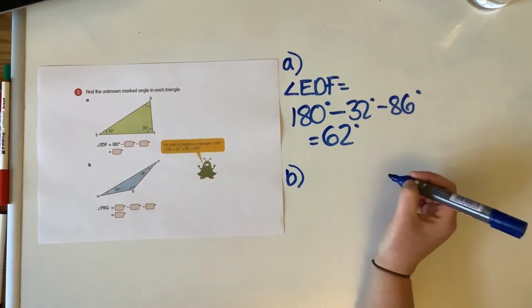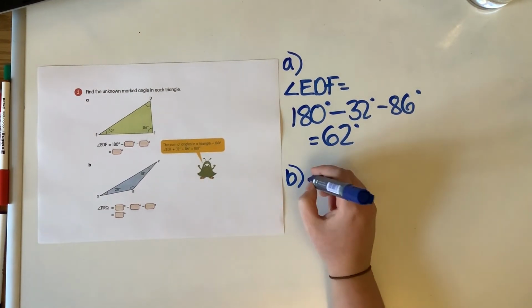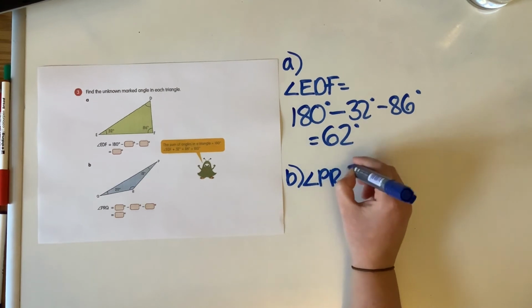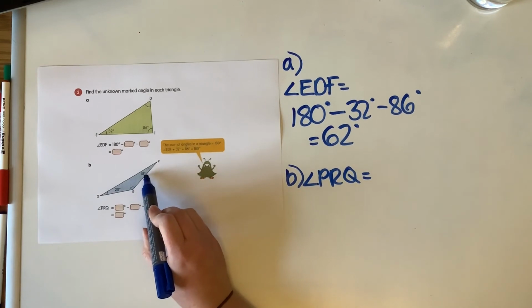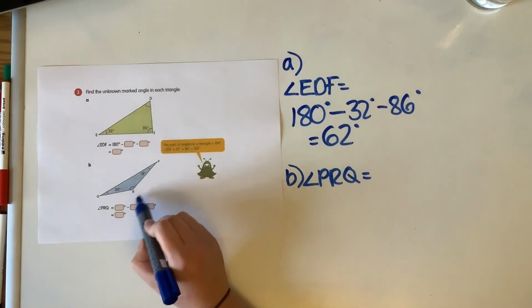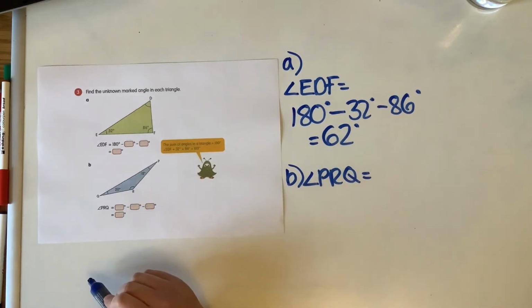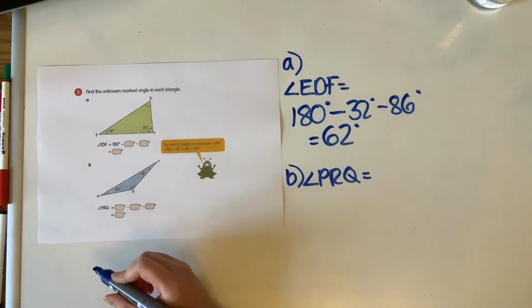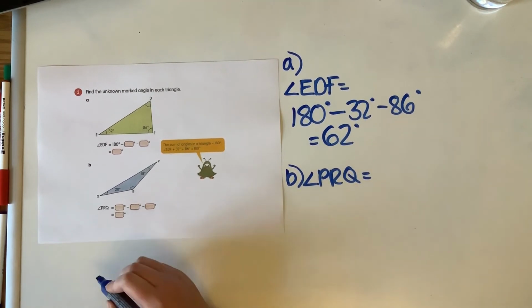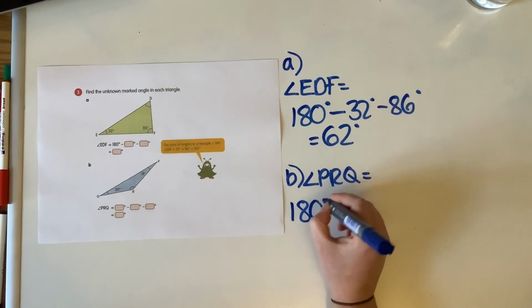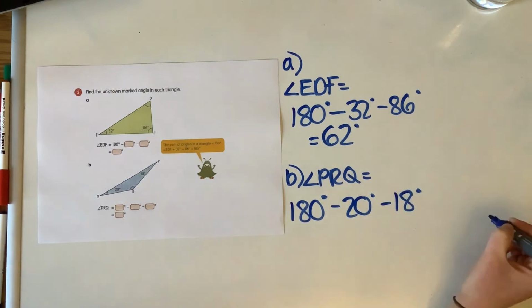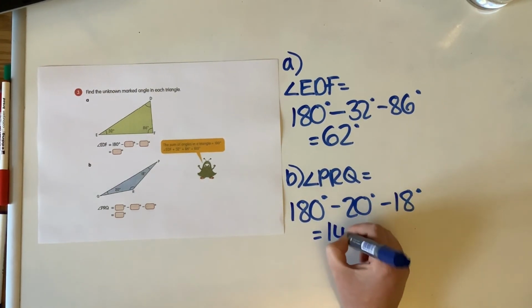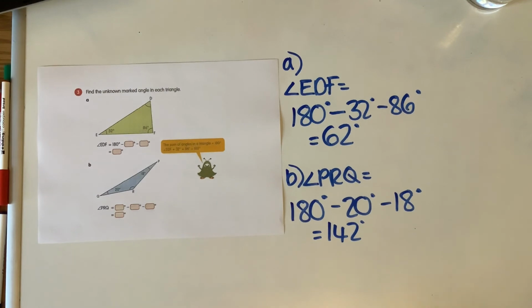B, you are trying to work out angle PRQ. Okay, you're told that this angle is 20 degrees and this angle is 18 degrees. Before I even work out the size of this angle, I can tell just by looking at it that it's an obtuse angle. It's going to be more than 90 degrees. So let's see if I was right. 180 degrees, subtract 20 degrees, subtract 18 degrees, equals 142 degrees. So yes, it is an obtuse angle.